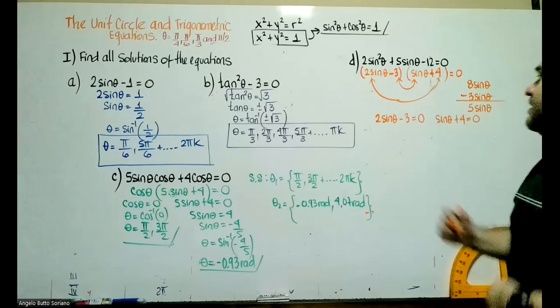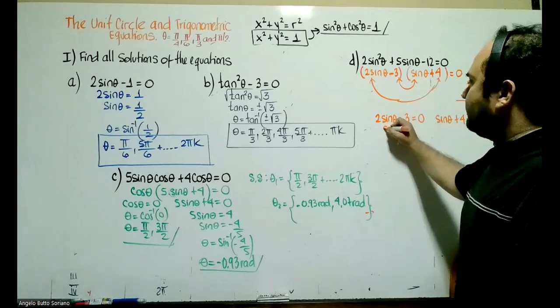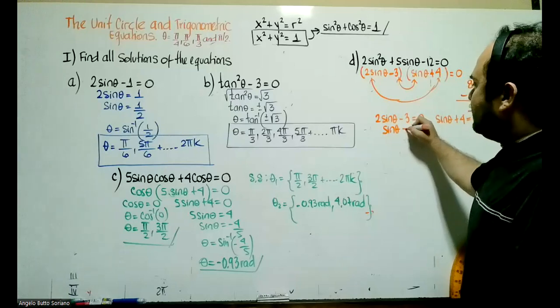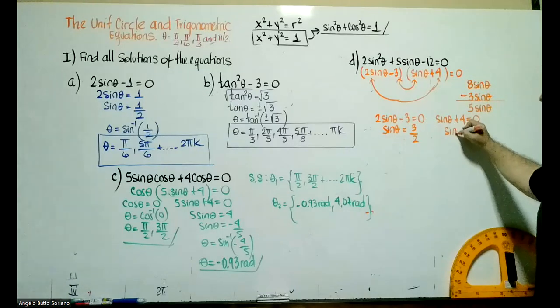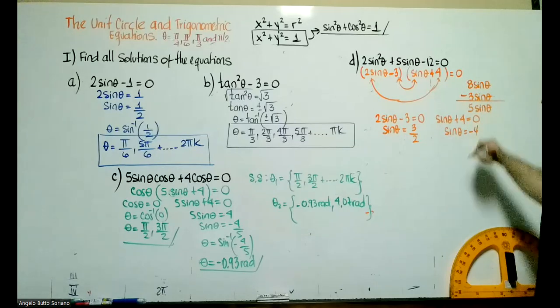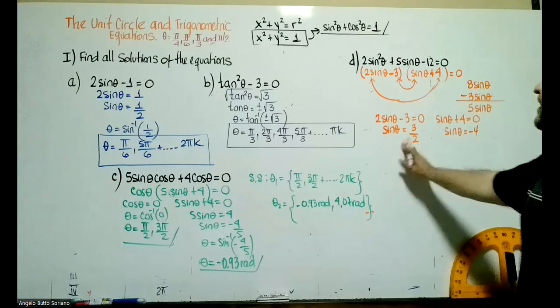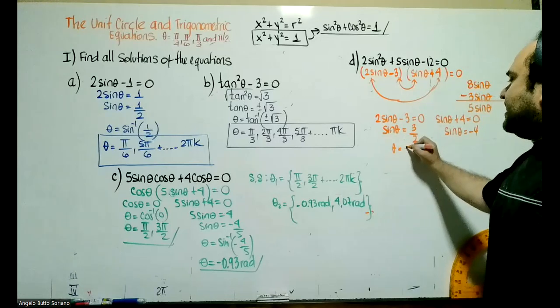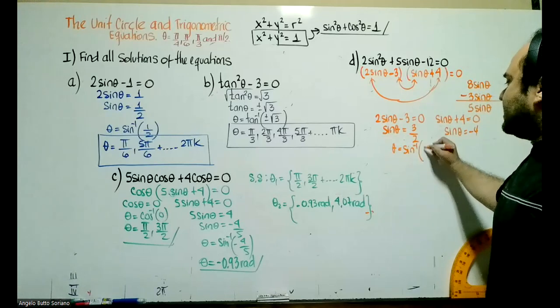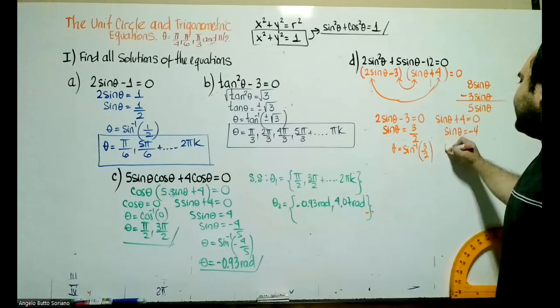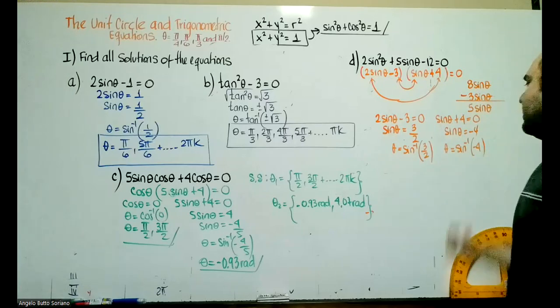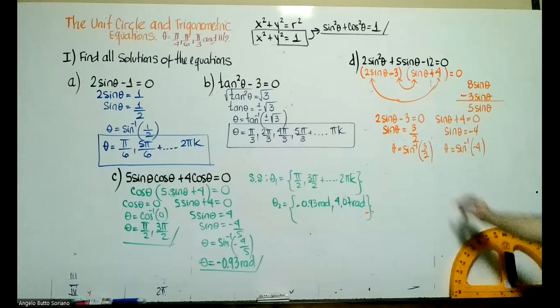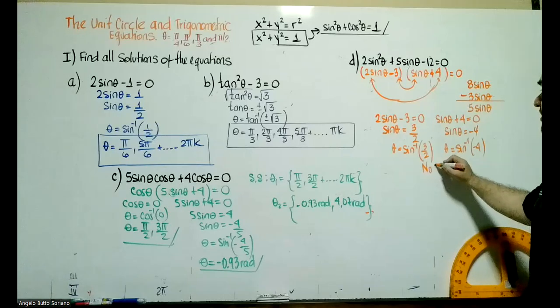I'm telling you this because if I really want to solve for sine theta up to this point, that will be 3 over 2, or 1.5, and this other one will be negative 4. And if you try to look for theta, theta equals arc sine of 3 over 2, and theta equals arc sine of negative 4. My dear students, there is no solution.